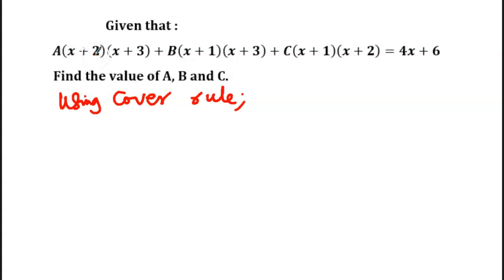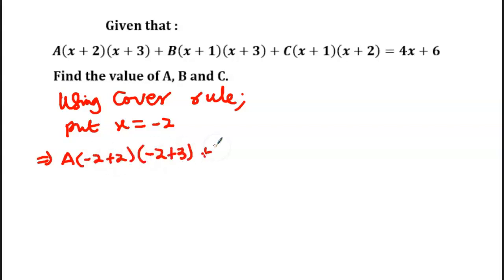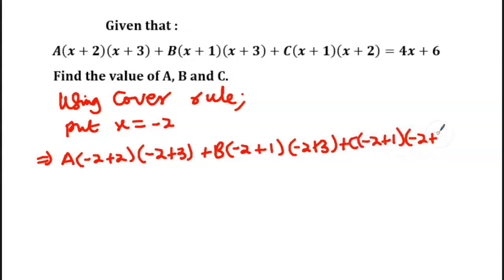See, x plus 2, x plus 3. So when we put x is equal to minus 2, all the expressions involving x plus 2 will go to 0. So put x is equal to minus 2. It means that this whole term will go to 0, this whole term will go to 0, leaving this one. So you can easily use this to find the value of b. So which means that a times (minus 2 plus 2)(minus 2 plus 3), and b times (minus 2 plus 1)(minus 2 plus 3). Then we go to the next one, c times (minus 2 plus 1)(minus 2 plus 2). Then we do the same thing, 4 times minus 2 plus 6.